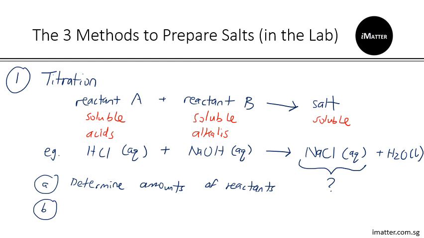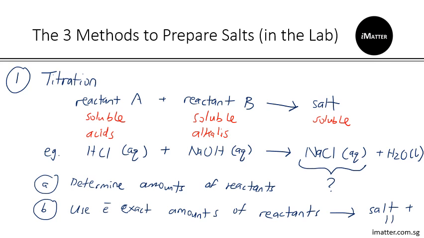Now, only in the second step, you do a second titration using the exact amounts of reactants. But in this second titration, you do not add any indicator, because an indicator is going to contaminate your product. So by right, at the end of the reaction, you should only have your salt and water. There should not be any excess acid or excess alkaline for this particular example.